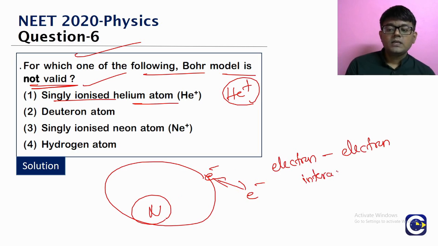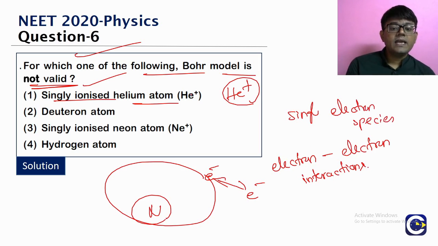Means what? The whole model is defined for single electron species. The entire Bohr's model is defined for single electron species. So this is a very standard question. Okay, so singly ionized helium means what? What is the atomic number of helium? 2. Normally a helium atom will have 2 electrons, but helium plus means 1 electron.